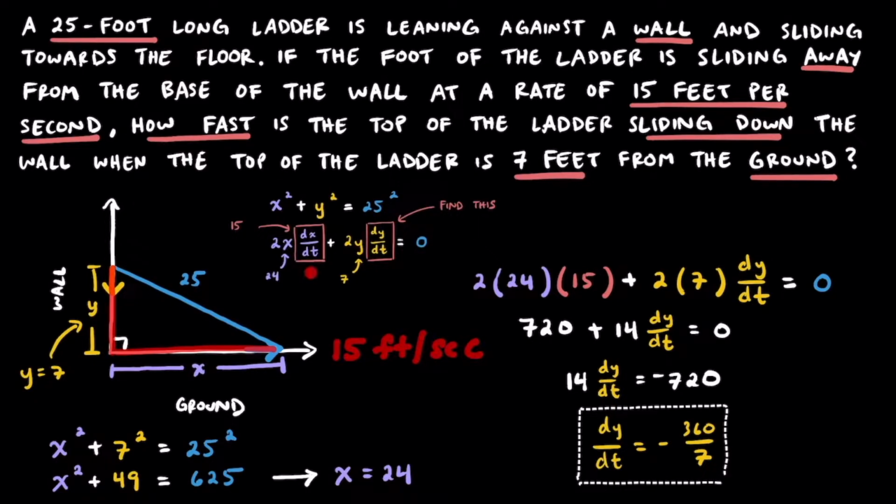This was one of our rates, which is denoted by dx/dt, or the rate of change in that horizontal distance with respect to time. And we went ahead and used all that information and plugged it in to find dy/dt, which is how fast the ladder was sliding down the wall at that time with respect to time. Hopefully it makes sense that since the ladder is sliding down the wall, we have a negative rate of change here in our answer. This ladder is sliding down the wall at a rate of negative 360 over 7 feet per second.